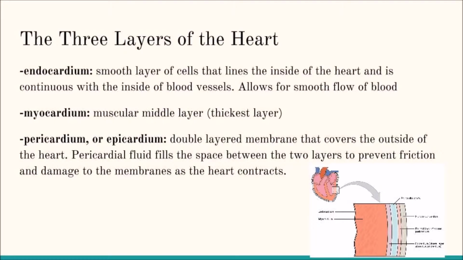The 3 layers of the heart. The endocardium is the smooth layer of cells that lines the inside of the heart and is continuous with the inside of blood vessels. It allows for a smooth flow of blood. The myocardium is the muscle middle layer and is the thickest layer. The pericardium, or epicardium, is the double-layered membrane that covers the outside of the heart. Pericardial fluid fills the space between the 2 layers to prevent friction and damage to the membranes as the heart contracts.